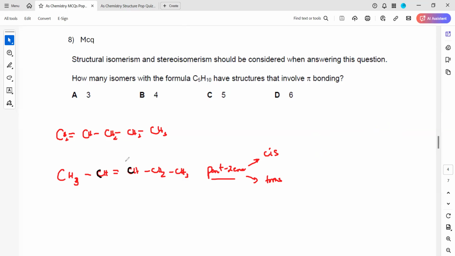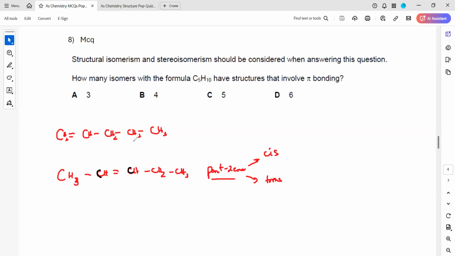Now, if we move the double bond further towards the right, that will not make any difference. Like if I draw CH3, CH2, CH, double bond CH, and then CH3. This is the same structure. This does not make a difference because this is pentene, this is also pentene. So I cannot further move the double bond. Now, next, what we can do in an alkene is make branches. So we'll start making branches.